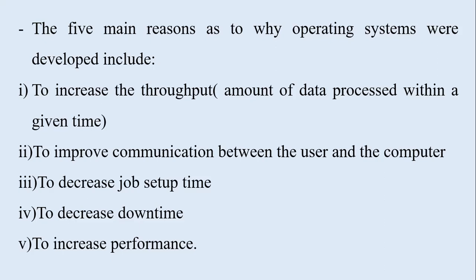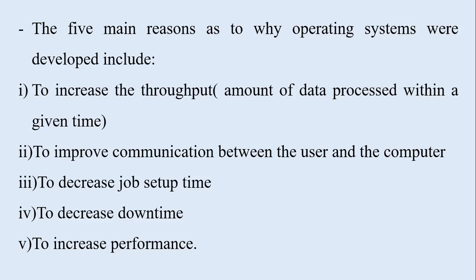So the operating system was developed in order to enable the users to have a way in which to communicate to the computer and its various parts. This means that a user does not directly speak or interact with the hardware, but the user interacts with the hardware through operating systems, as we are going to see later. The third reason was to decrease job setup time. That simply means to reduce the amount of time that it takes for a person to set up the processes for processing data.